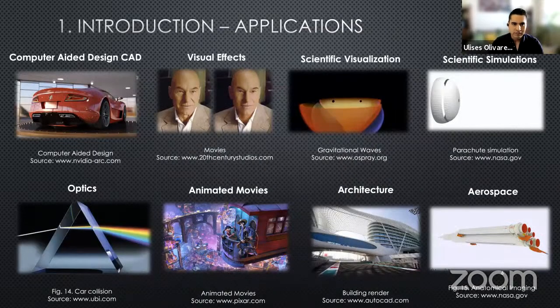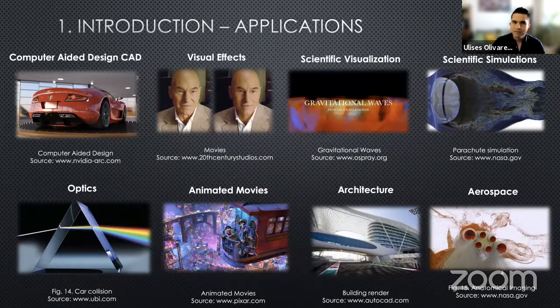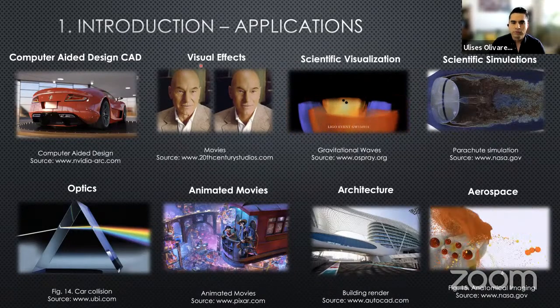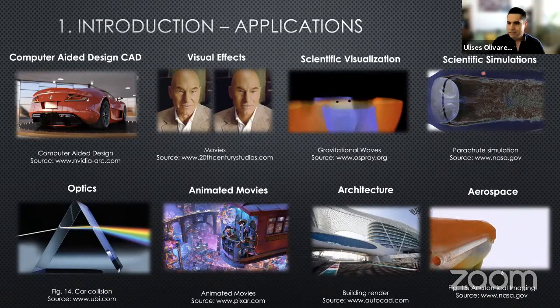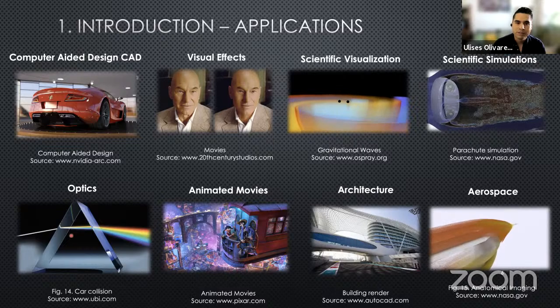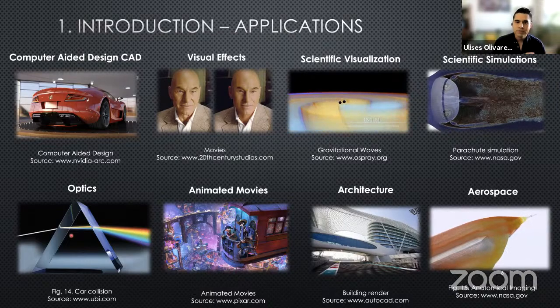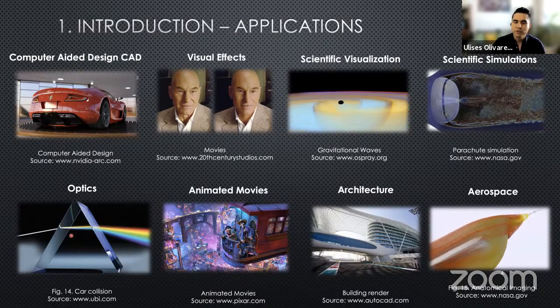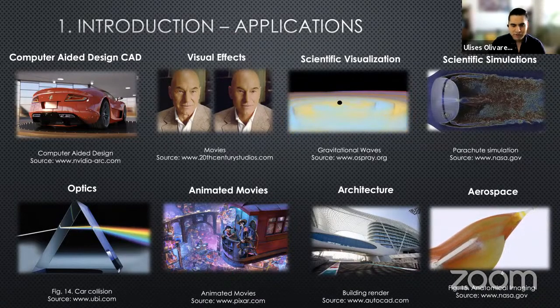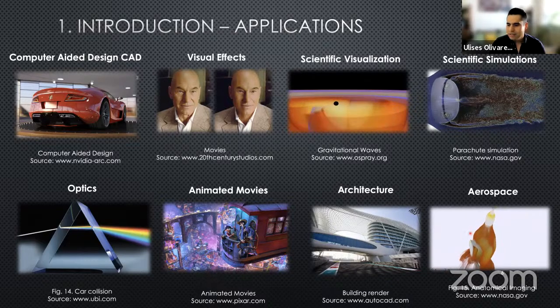There are many applications for this algorithm. One of them is CAD applications, which we can use for design and stuff like that. We can use this algorithm also for visual effects, scientific visualization, scientific simulations, optics. In this respect, it's quite interesting because we can assign properties, materials, to objects in a scene, so we can simulate how those objects will behave when we trace this algorithm. Maybe you are familiar with this one, animated movies. We can use ray tracing to produce these high quality animated movies. Also in architecture and in the aerospace industry, it's quite useful.